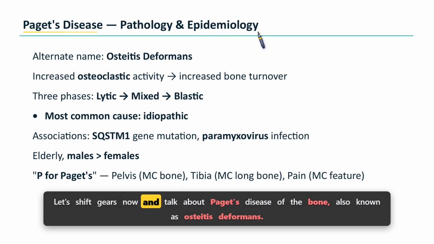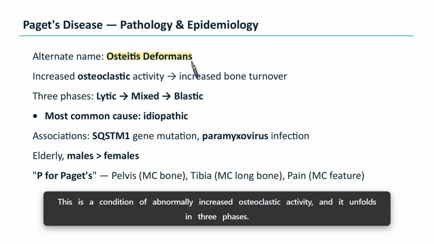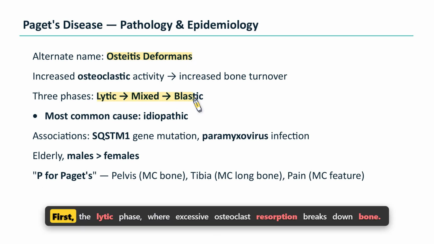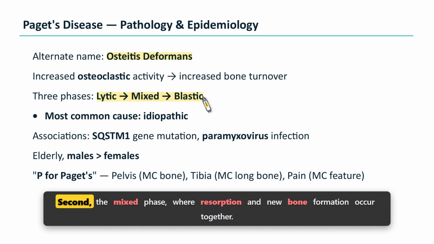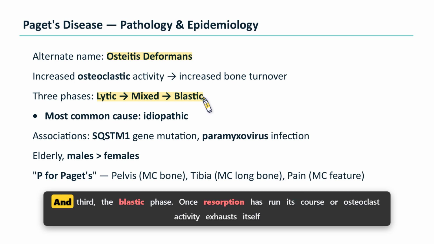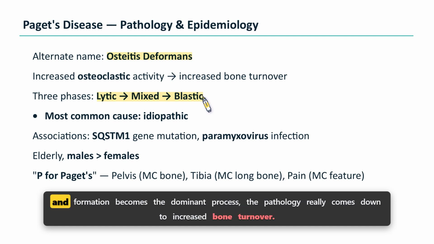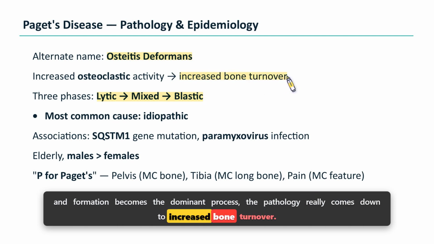Let's shift gears now and talk about Paget's disease of the bone, also known as osteitis deformans. This is a condition of abnormally increased osteoclastic activity, and it unfolds in 3 phases. First, the lytic phase, where excessive osteoclast resorption breaks down bone. Second, the mixed phase, where resorption and new bone formation occur together. And third, the blastic phase, once resorption has run its course, or osteoclast activity exhausts itself, and formation becomes the dominant process.